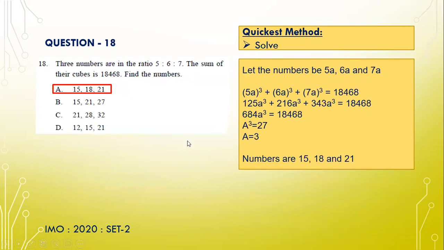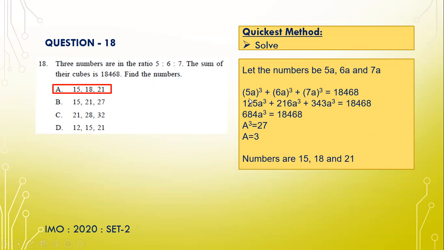3 numbers are in the ratio 5:6:7. The sum of their cubes is 18468. Find the numbers. So let the numbers be 5a, 6a, 7a, where a is the constant. So (5a) whole cube plus (6a) whole cube plus (7a) whole cube, the sum of their cubes is 18468.